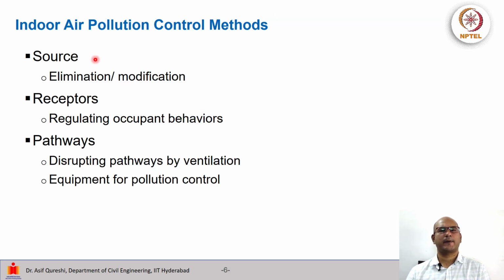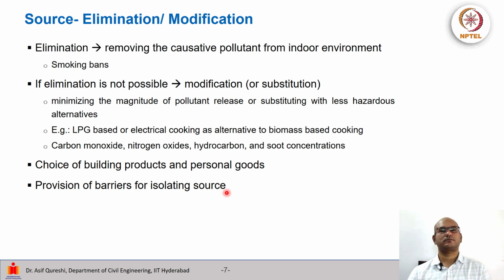So indoor air pollution can be controlled at the source by elimination and modification of the source, at the receptor by regulating the occupant behavior, and by changing the pathways. So disrupting the pathway of pollution flow by ventilation, or installing equipment for pollution control. Source elimination and modification will remove the causative pollutant from the indoor environment. An example is smoking bans.